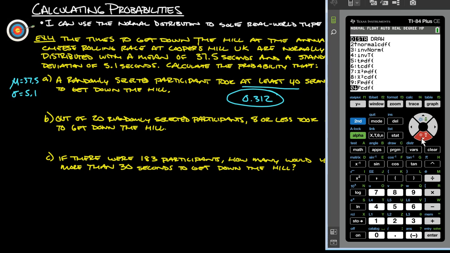So we go down here. Sorry, this is a little slow. Binomial CDF. Okay, so we'll do enter on that. Number of trials, there are 20 trials. The probability of someone taking 40 or more seconds, at least 40 seconds, is 0.312. That's why I wanted to change it to this one since we've already calculated that. Okay, and then we want 8 or less.